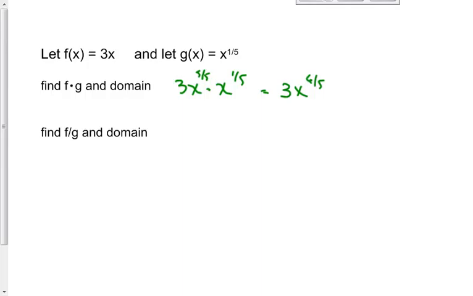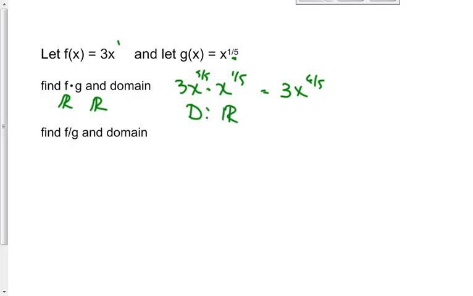Now we do the domain. Your f function, 1 over 1, that's an odd power, all reals. Your g function, x to the 1/5, that again is odd, all reals. I have no restrictions between that, so my domain is all reals.